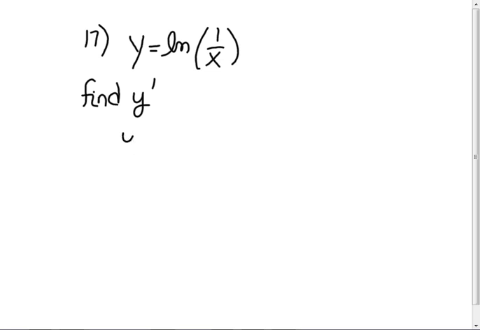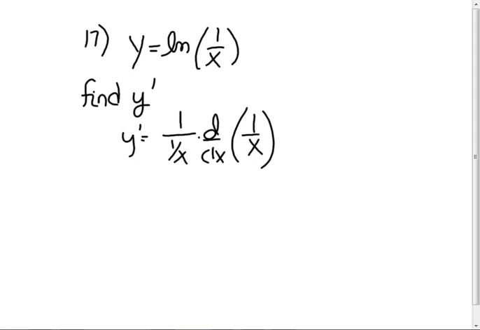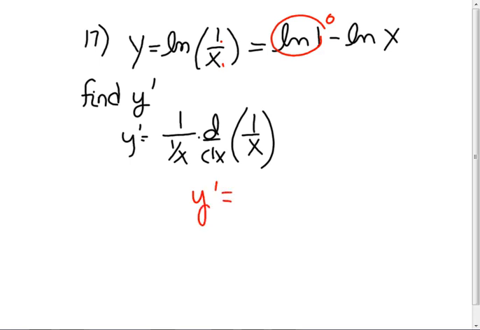So if I do this as written, it's 1 over x times the derivative of 1 over x. Well, that's x times the derivative of that. Or, if I'm clever, this is the log of 1 minus the log of x. What's the log of 1? It's 0. Log of 1 is 0. So what's y prime then? What's the derivative of this? Negative 1 over x.